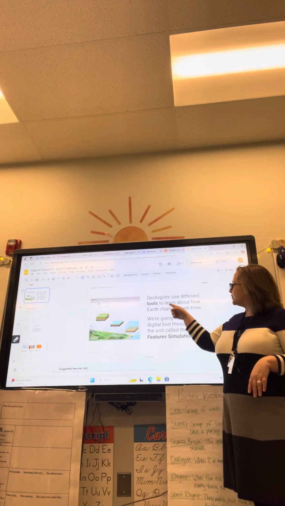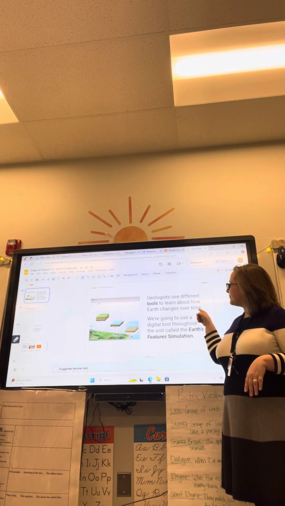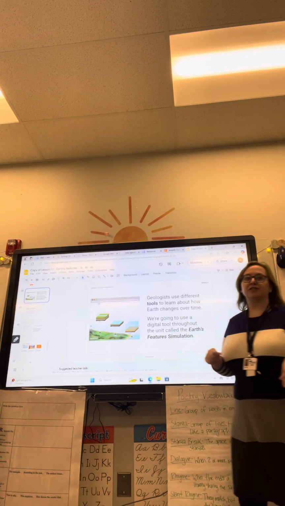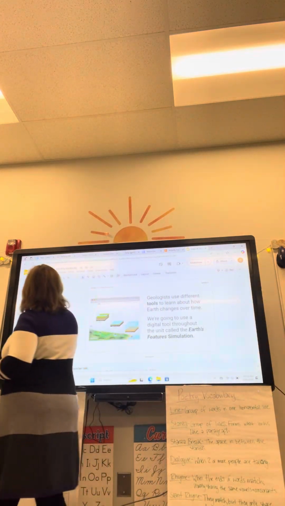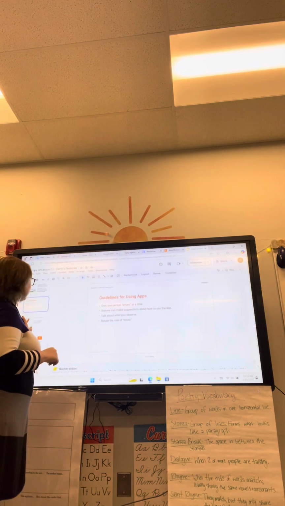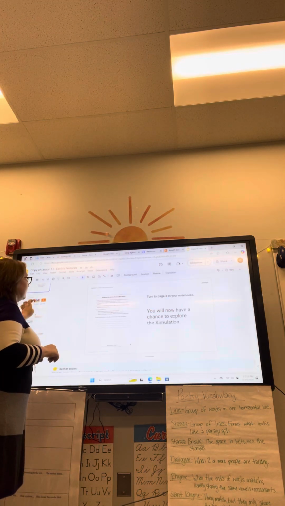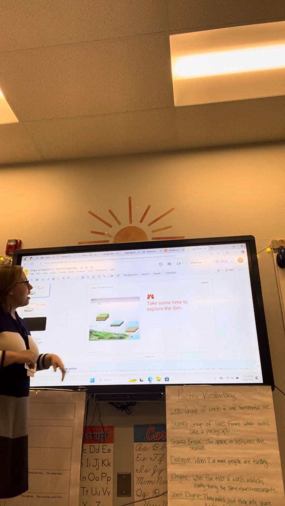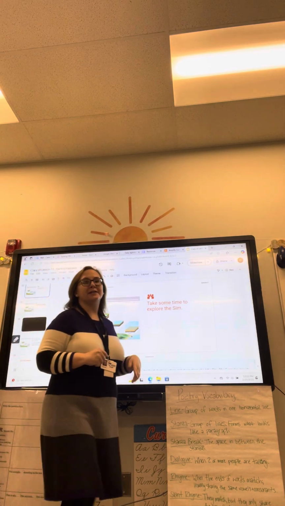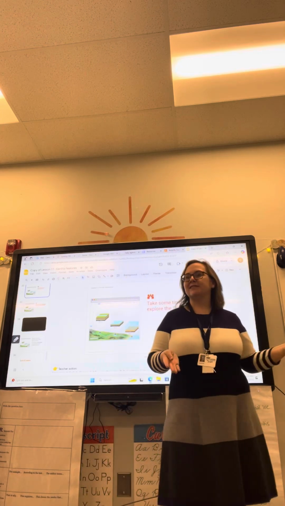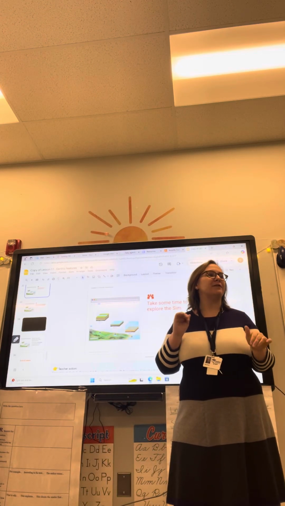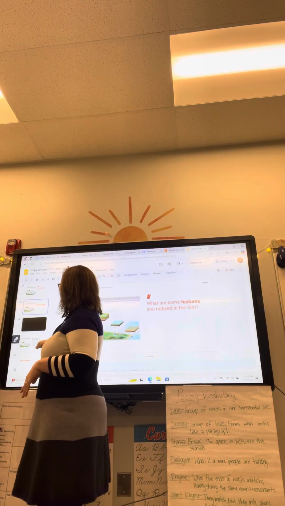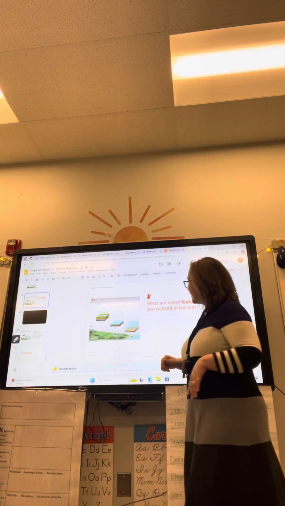Geologists use different tools to learn about how Earth changes over time. We're going to use a digital tool throughout this unit called the Earth's Features Simulation. Guidelines for using apps, we already know about that. We know how to get into the simulation. Alrighty, take some time to explore the simulation, which I know that everybody's already doing. So go ahead and start playing with the simulation for a few minutes. Look at all the different features that the simulation offers you. Notice some of these features that it offers, right?